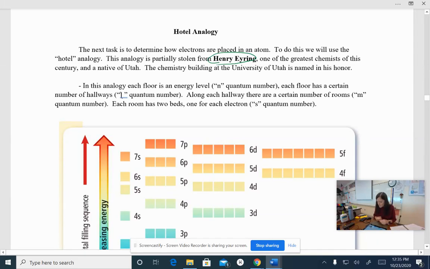Okay, honors chemistry people, we are going to start learning how to use those quantum numbers that we talked about last time. And we're going to start learning how to use them in terms of figuring out electronic configurations. We're going to use a hotel analogy proposed by Henry Eyring.